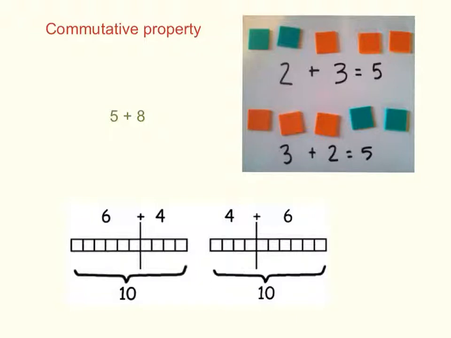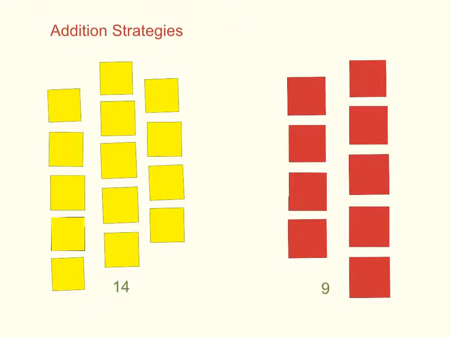Understanding the commutative law helps children to learn their number bonds, and when performing calculations like 5 plus 8, they'll be able to switch the numbers around to make the question easier to answer. Let's look at this example question, focusing on the strategies the children might use. We're adding the yellow and red squares, and we've already counted both groups.